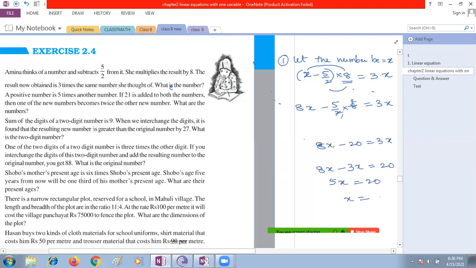x is equal to how much, children? 20 by 5, 4. So x is equal to 4. So what is the question? What is the number? The number value, x, is 4. It is very simple. No need of taking that much stress. Once you are ready to write the equation form using your given statements, the answer comes. We are solving simple equations, the same way you solve here. Good. Any doubt in this? No, ma'am, no doubt.